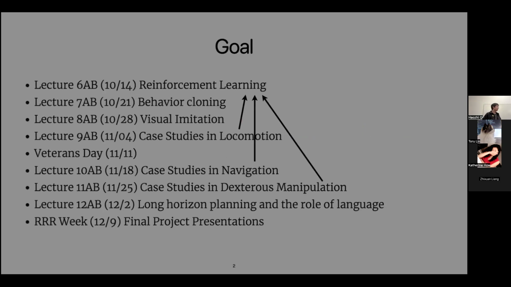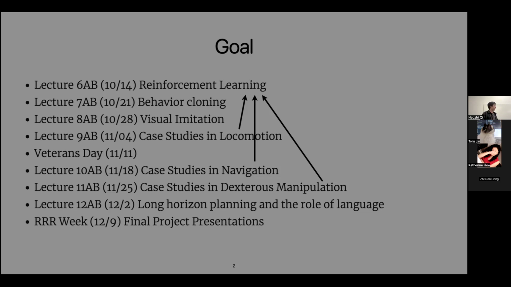So the content, starting from today and in the following classes, will be arranged as follows. We are going to firstly talk about different techniques that are commonly used nowadays for robot learning, such as reinforcement learning, behavior cloning, or visual imitation. And by the end of the semester, we also will present case studies or research projects that use these techniques.